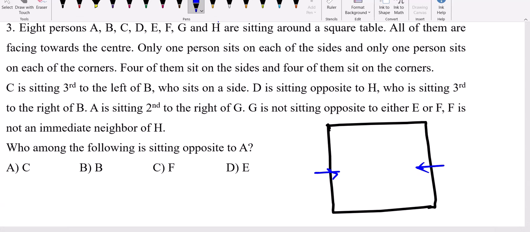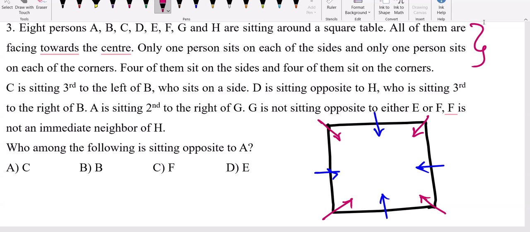Four people at the center of the sides, 4 people at the corners. Okay, that first 3 lines is only for this diagram. That's it. I just want to give you the idea. All are facing towards the center, 4 at the corners, 4 at the sides. Okay, that's only 2 lines. A lot of people will think this question is lengthy. That's only the basic data. Right now, only 2 lines is the question.